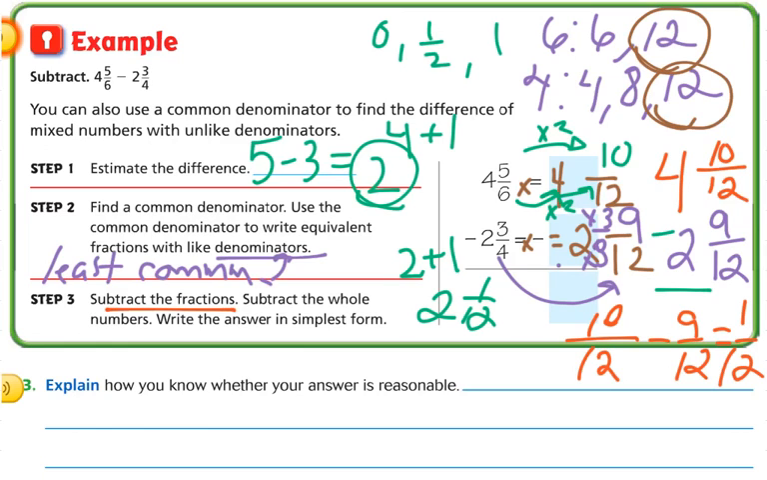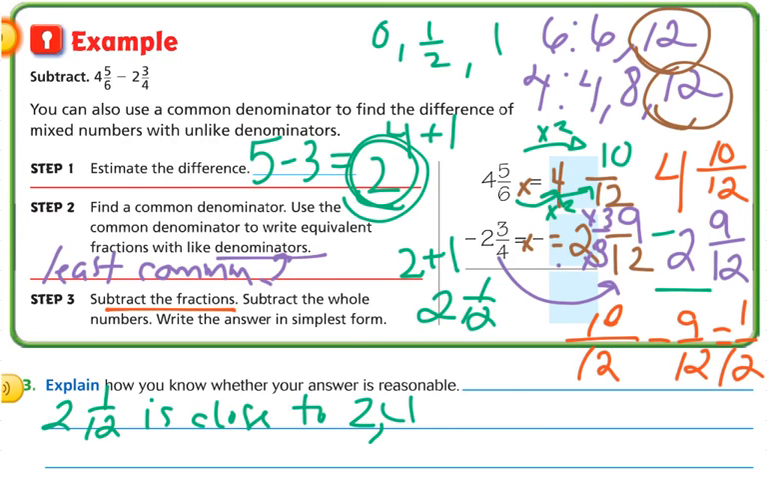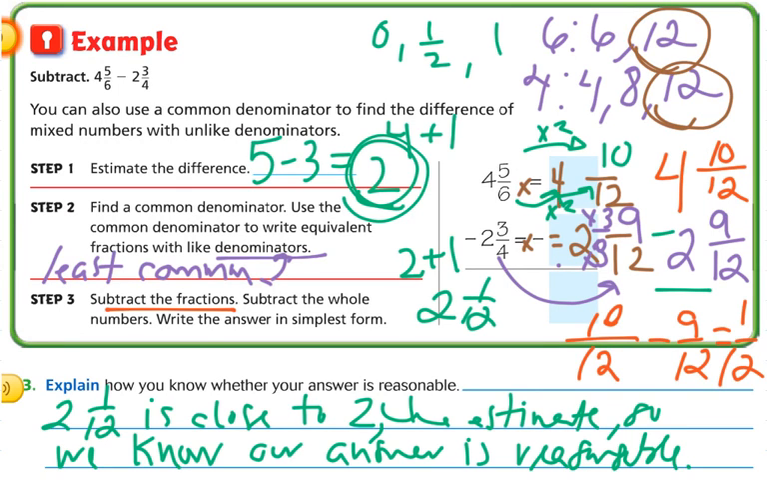How do we know our answer, boys and girls, is reasonable? Well, we take 2 1/12 and we compare it to our estimate of 2. 2 1/12 is close to the estimate, so we know our answer is reasonable. So that is the recap on lesson 6.6.